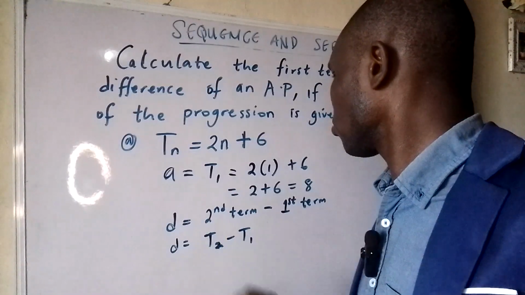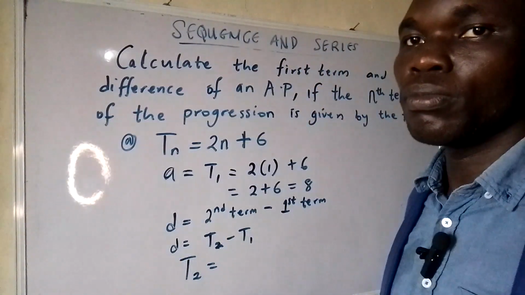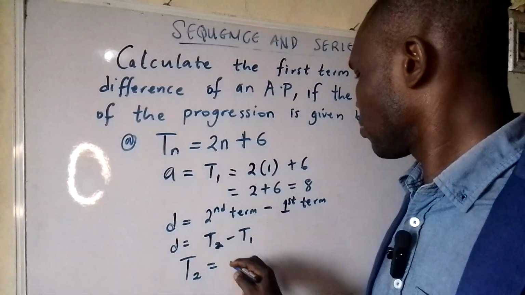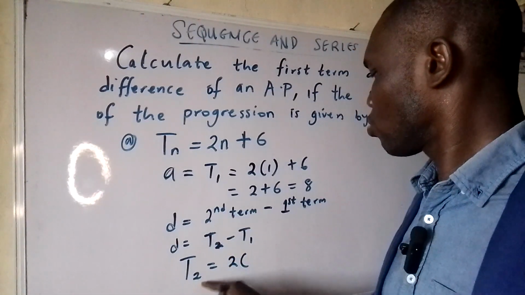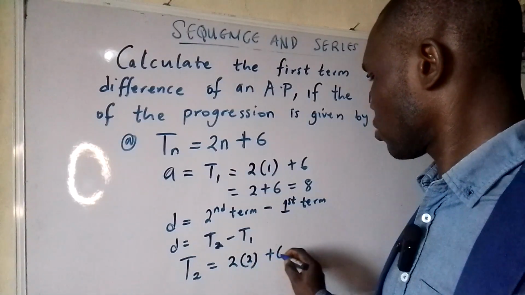So what's my t2? T2 is equal to 2 into 2. Instead of n, I put 2, plus 6.